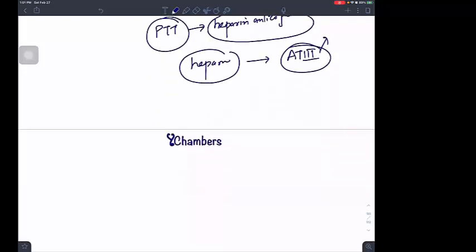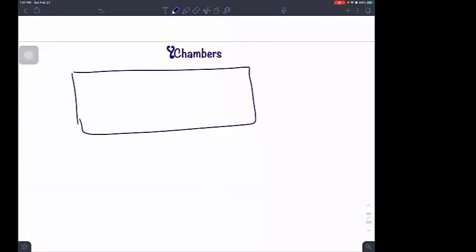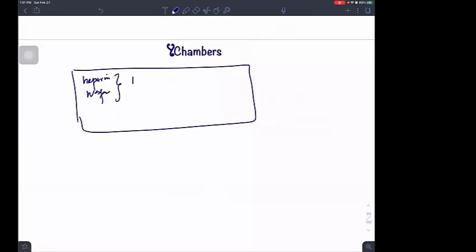So let us make a generalization below. Let us write a box. Please write a box like this. So the generalization is, if a patient is on heparin therapy or on warfarin therapy, these both are anticoagulant therapy, isn't it? So in these cases, your PT will increase or not? Yes, your PT will increase. Your PTT will increase or not? Yes, your PTT will also increase.